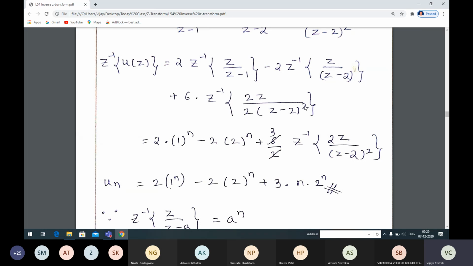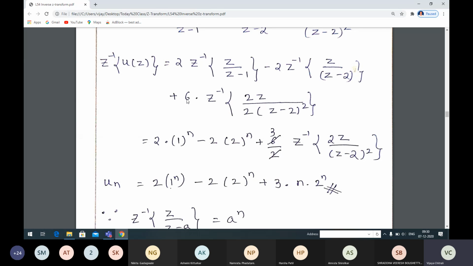Here z minus 2 raised to 2 is there, means I need only this z term in the numerator. I want the numerator as az. a is 2, so I need the numerator as 2z. So multiply by 2 and divide by 2, because we need to balance the equation. Keep this as it is, and z minus 2 raised to 2 as it is, and take this constant outside, because it is in the denominator.